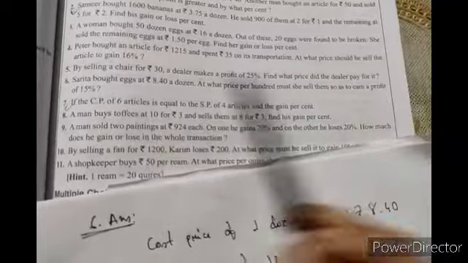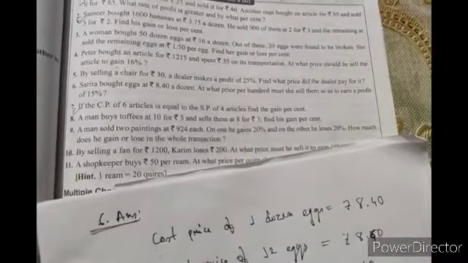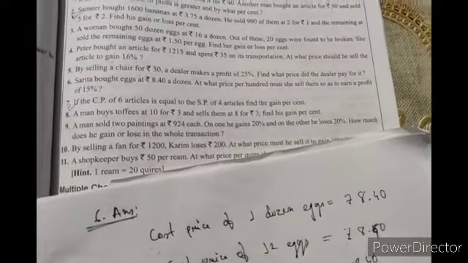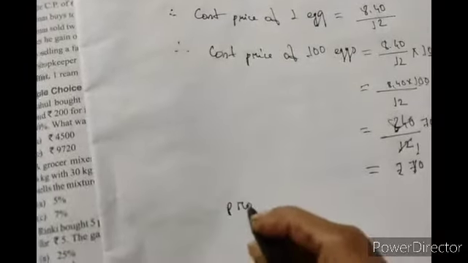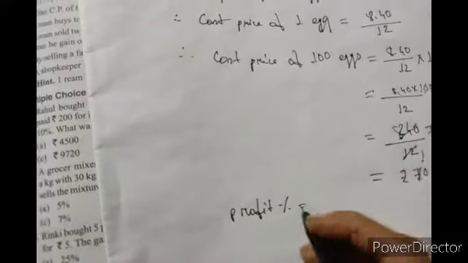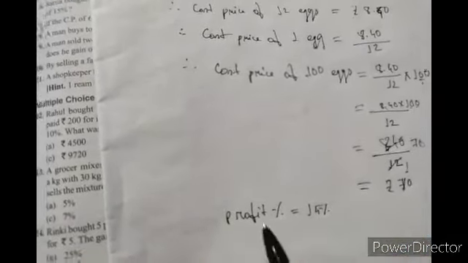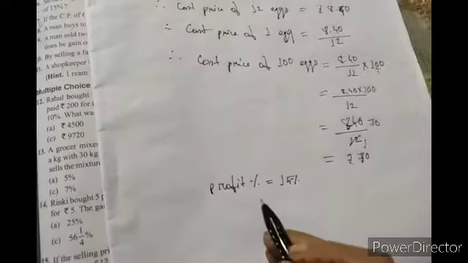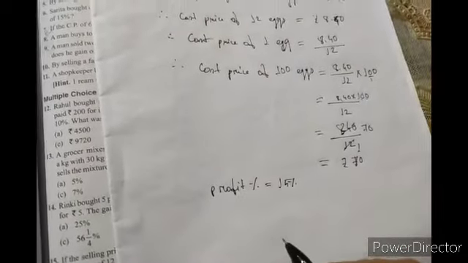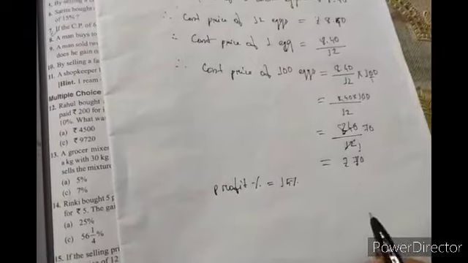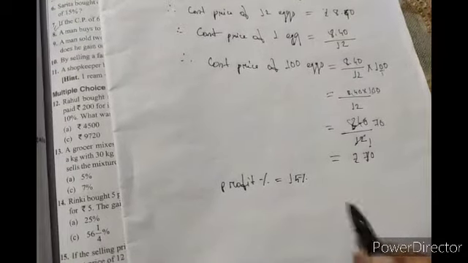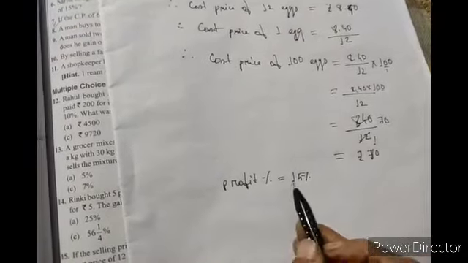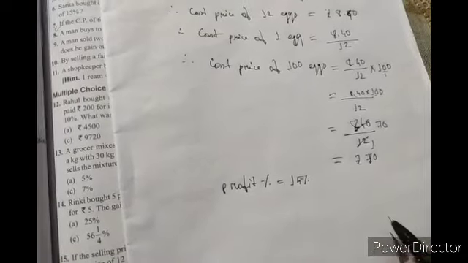To earn a profit of 15%. 15% is profit percent. Profit percent is given, right? Profit percent is equal to 15%. Now tell me, profit means what? Profit means selling price will be more as compared to cost price. Is it clear? Profit, that's why profit. And 15%, what is the meaning of 15%?